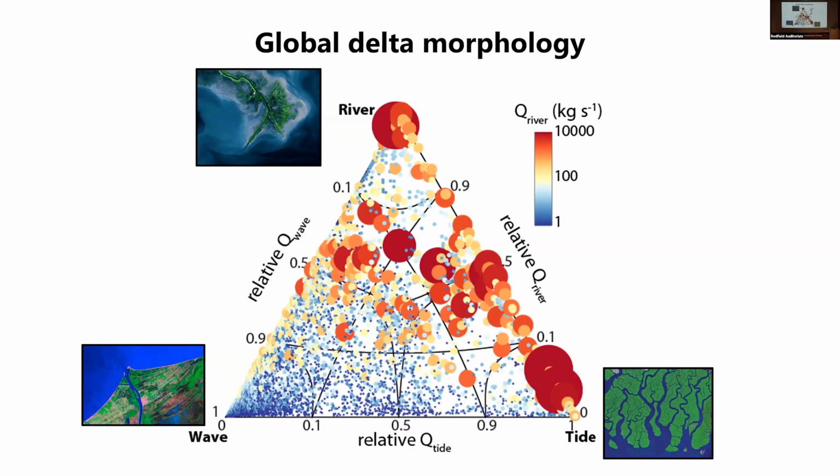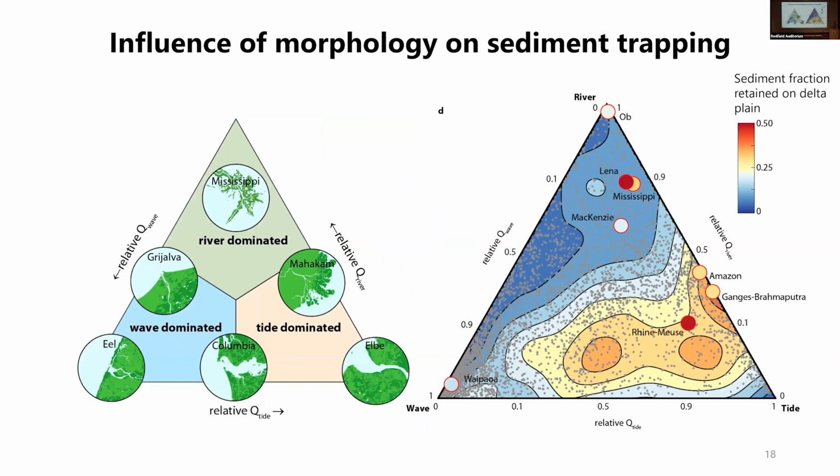So back to this question of sediment trapping. If we plot the same triangle and see how much sediment we estimate is going to be trapped on these delta plains for all of these different river deltas, we again see that tide and river-dominated deltas are going to be most effective in trapping sediment. The morphology that they develop because of the interaction between rivers and tides is able to make big delta plains, a lot of channels, a lot of wetlands, and traps a lot of sediment globally.